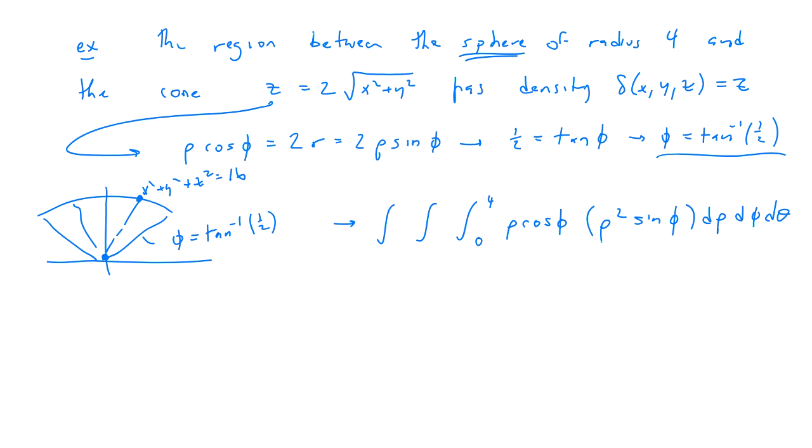And then here, phi would go from 0 to what we just found, and theta goes from 0 to 2 pi. So again, nothing really new from this section, except for the idea that, since I actually never said it, if we want to find the mass, what we integrate is the density function.